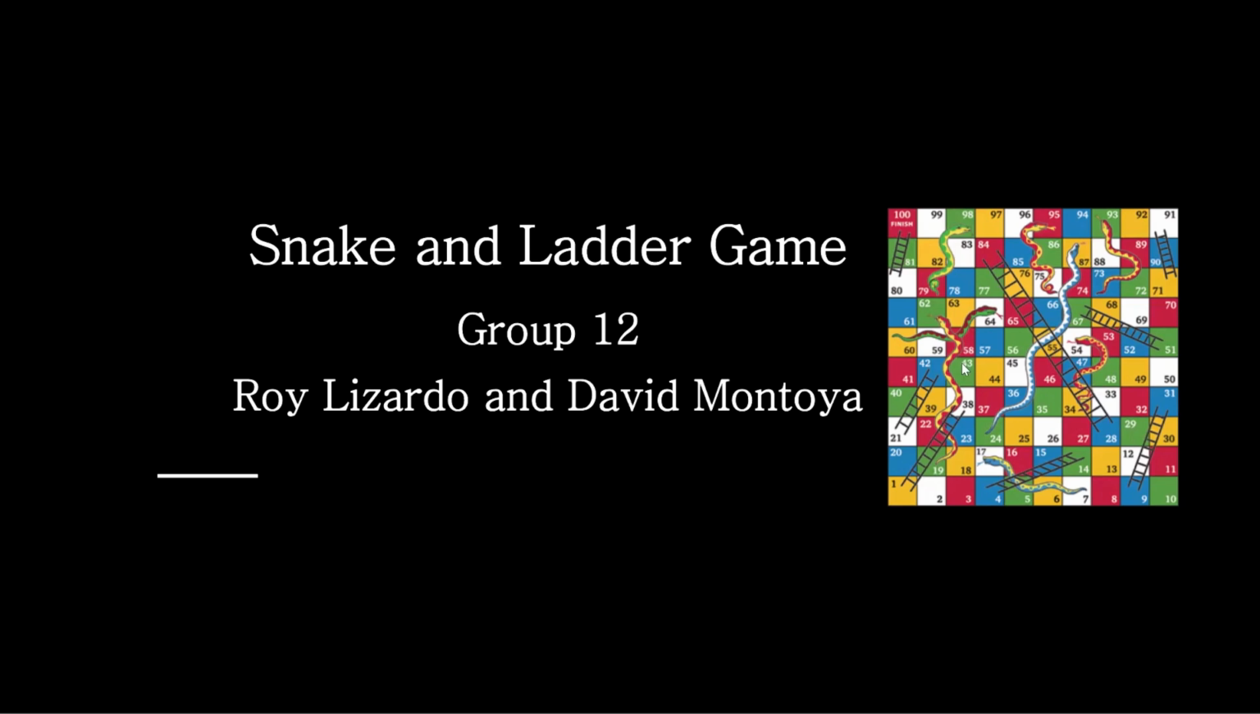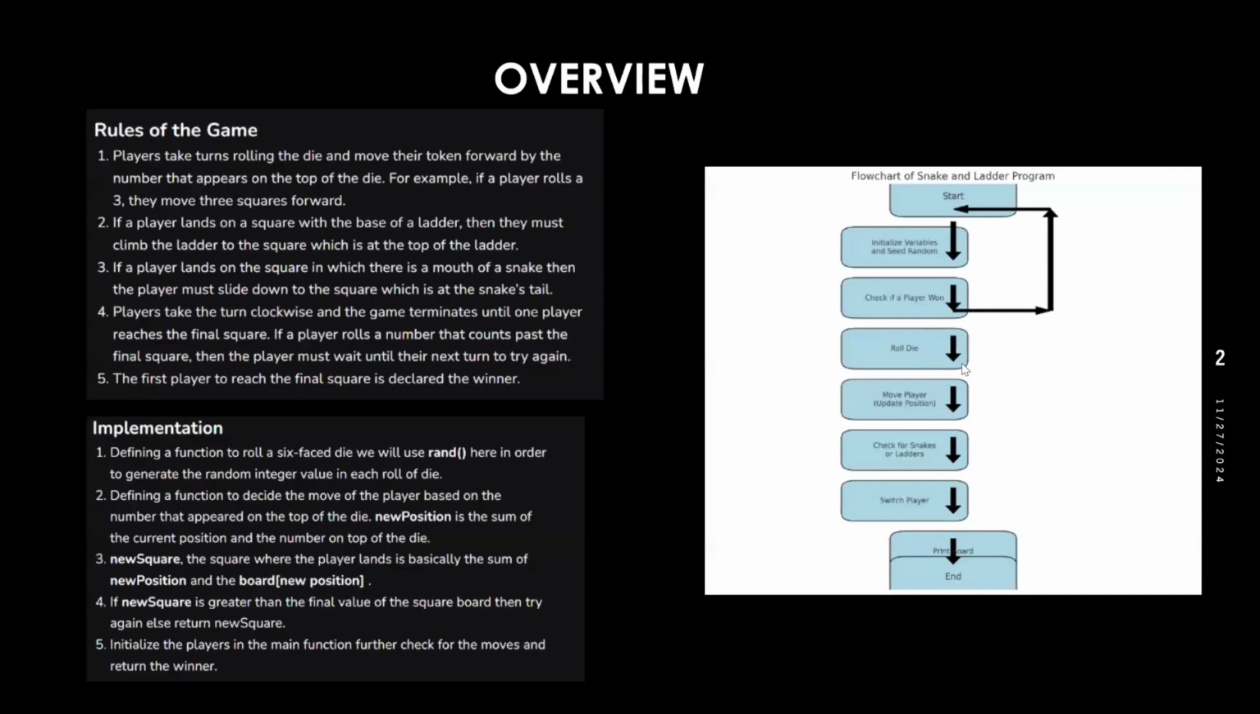The Snake and Ladder game is a pretty simple game that I believe we all know. It has pretty simple rules, which we can see right here. Players take turns rolling a dice to move their token forward by the number that appears on top of the dice. If the player lands on a square with the base of a ladder, they increase their position going up on the board, and if a player lands on a square where there's the mouth of a snake, then the player decreases their position. Players take turns clockwise, and the game terminates when one player reaches the final square, which is square 100.